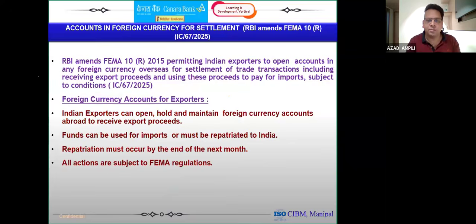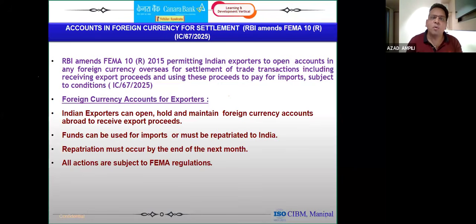Now we are moving to the next circular. We know that NRIs and our exporters could open these accounts only in India for years. But this year a big breakthrough came. As per 167/2025, RBI has given an amendment permitting Indian exporters to open accounts in any foreign currency overseas for settlement of trade transactions, including receiving export proceeds and using these proceeds to pay for imports, subject to conditions.